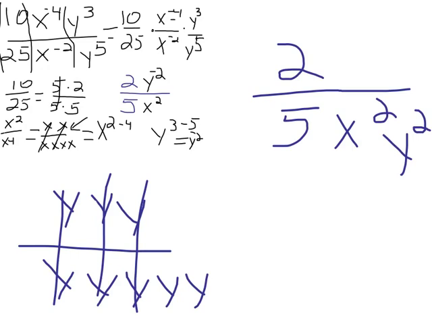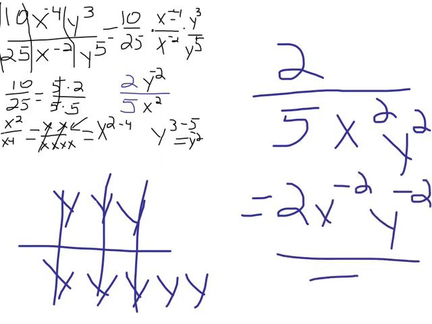So another way to write it would be equals 2 x to the negative second, y to the negative second over 5. Or again, just x to the 2, y to the negative second over 5x to the second. It doesn't matter. It's all about what the person who's asking for the question wants.